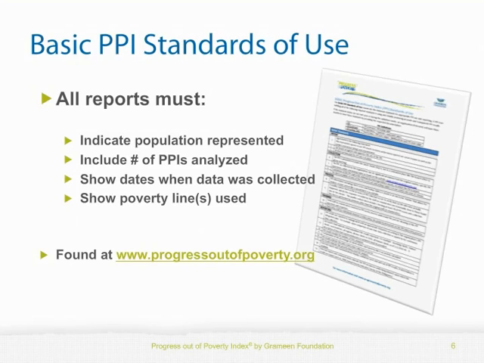2. PPI results include the number of PPIs analyzed. 3. PPI results indicate the dates when data collection occurred. And finally, 4. PPI results indicate the poverty lines used for analysis.